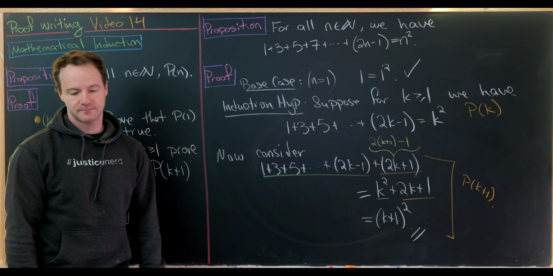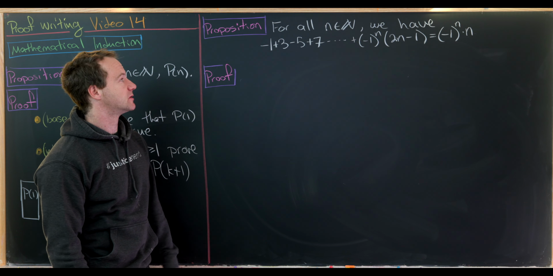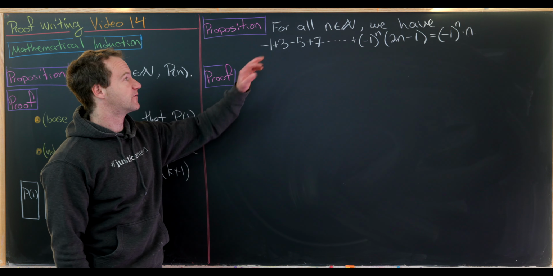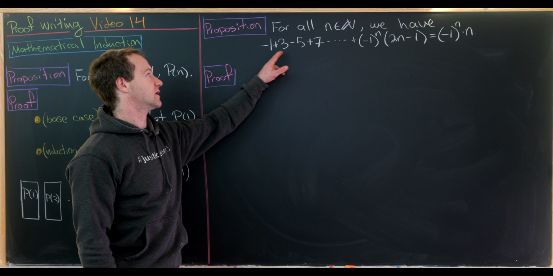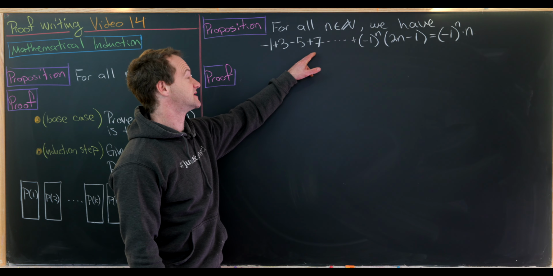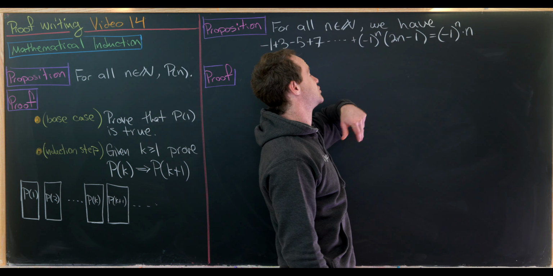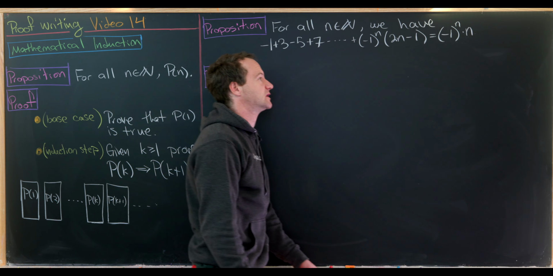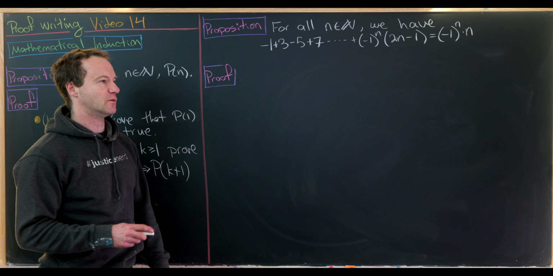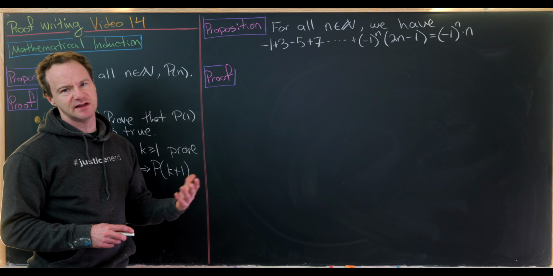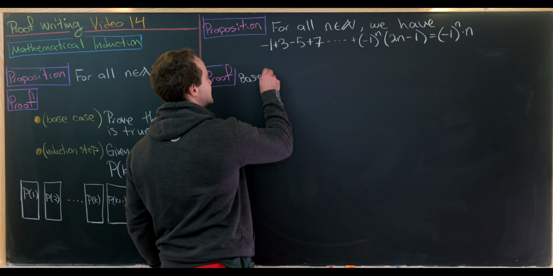Okay, let's do another. Our next example will be an alternating version of our first example. In particular, we'll show for all natural numbers n, this alternating sum, minus 1 plus 3 minus 5 plus 7, all the way up to (minus 1) to the n times (2n minus 1), is equal to (minus 1) to the n times n. And we'll do this exactly the same way by proving the base case and then doing the induction step.